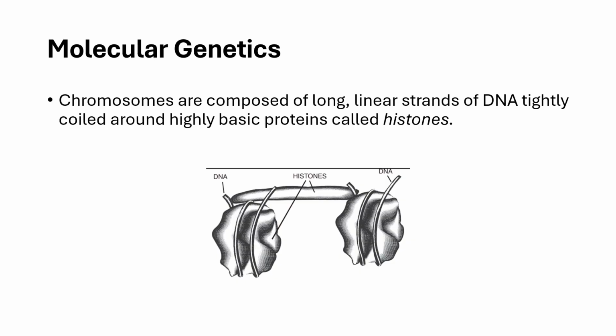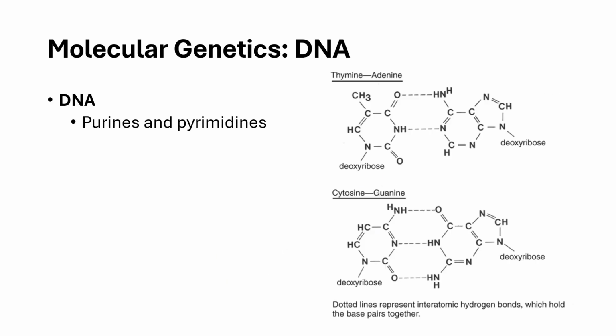Chromosomes are composed of long linear strands of DNA, and the DNA is tightly coiled around basic proteins called histones, as shown in the picture below. DNA is made up of two types of nitrogenous bases. The first is purines, which are adenine and guanine, and then you have pyrimidines, which are cytosine and thymine.